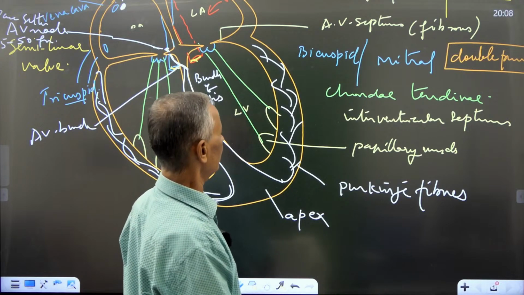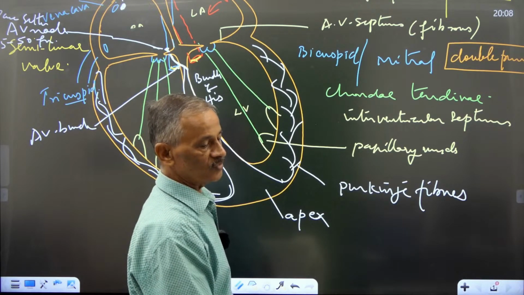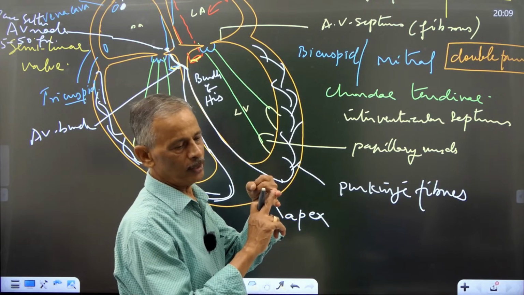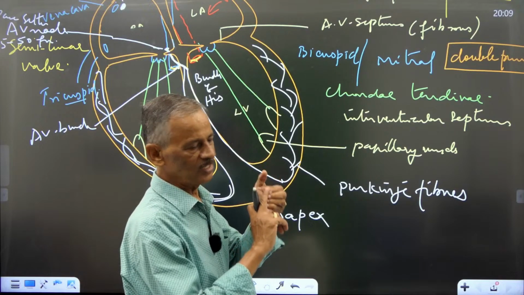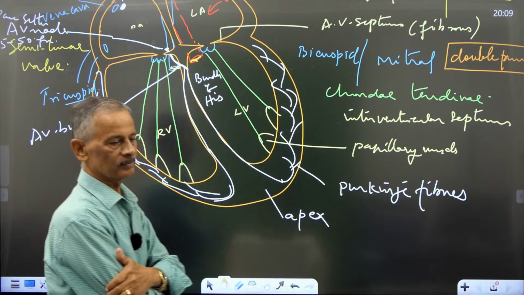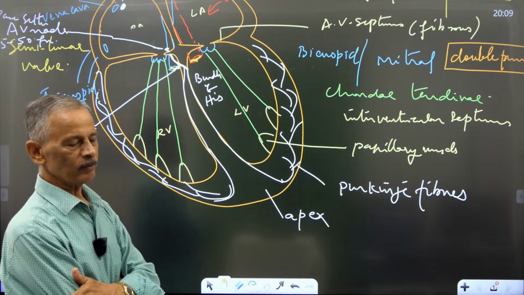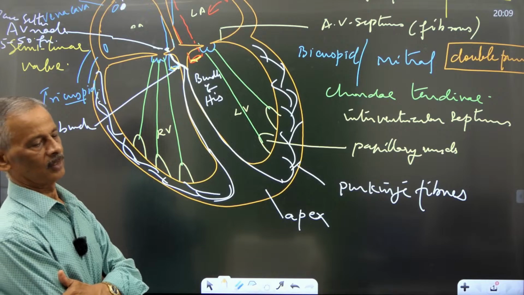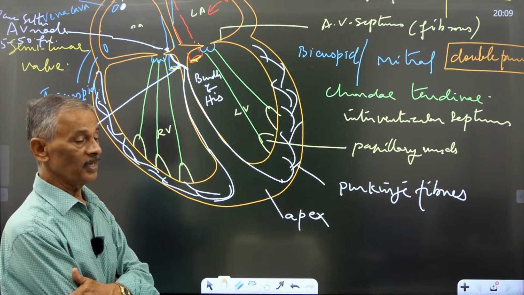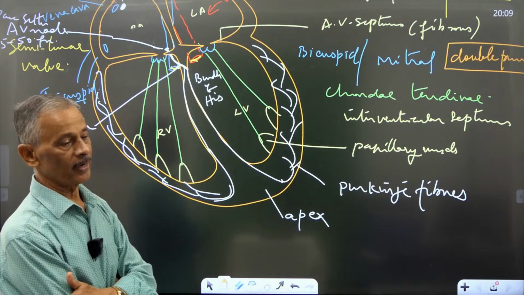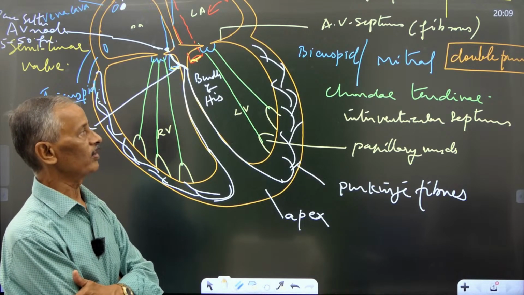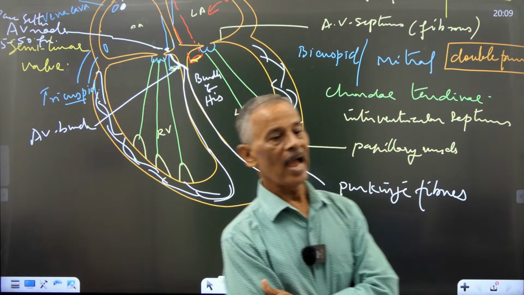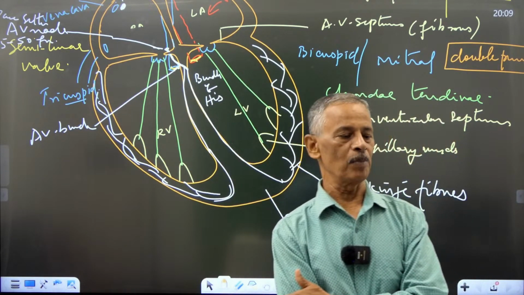ഇതെല്ലാം കൂടി ചേർന്നതാണ് nodal system. It consists of SA node, AV node, AV bundle, bundle of His, and Purkinje fibers, which is responsible for the rhythm and contraction of the heart. That is why I told you heart rhythm is initiated and maintained by the muscles of the heart itself. That is why we call it as myogenic. And it is auto-excitable.